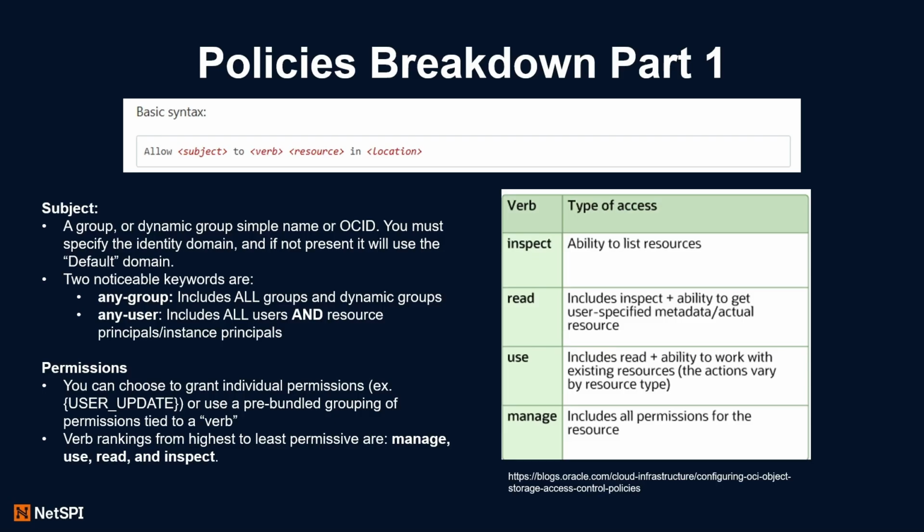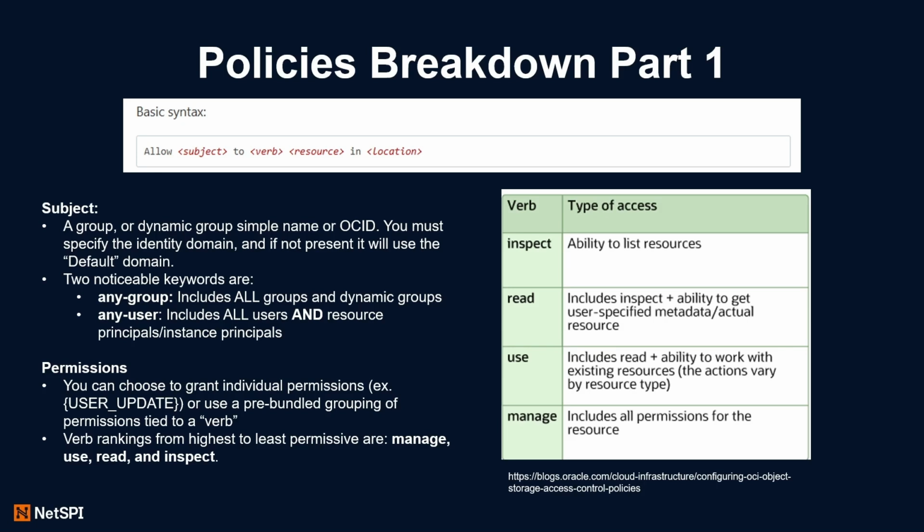Because identity domains exist, when you're specifying a group or dynamic group name, you usually need to prepend it with that identity domain name as well. Because if I say allow group ABC, I could have a group called ABC in identity domain 1, identity domain 2, identity domain 3. And so you usually just need to prepend it with whatever identity domain you're referring to.